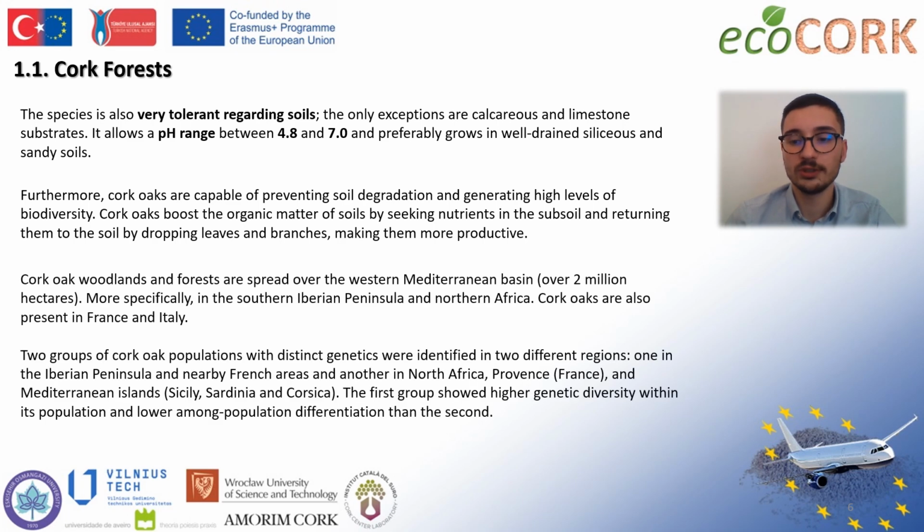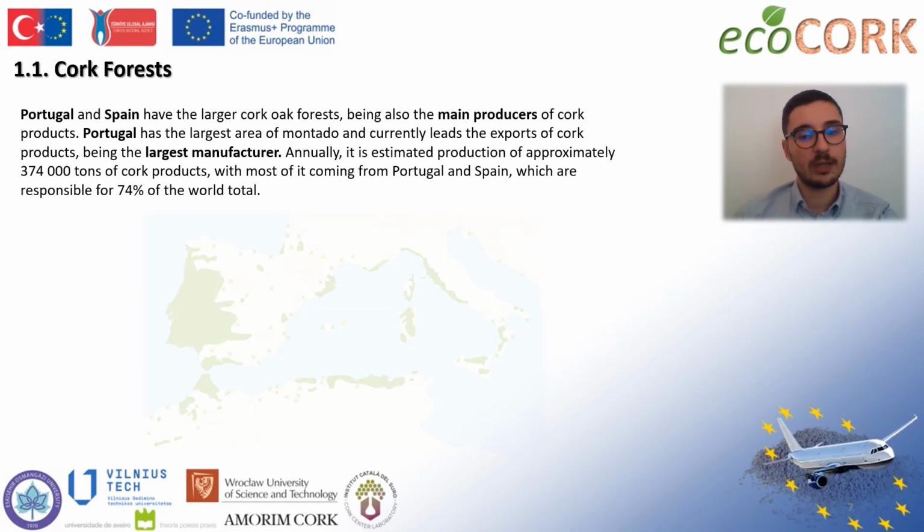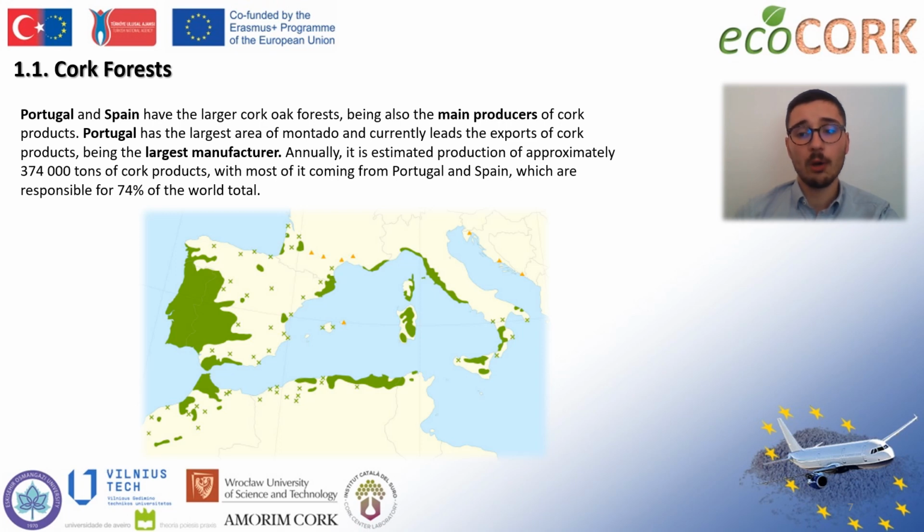Cork oak forests and woods cover the western part of the Mediterranean basin, over 2 million hectares. In particular, in the southern part of the Iberian Peninsula and in northern Africa. France and Italy also have cork oak trees. Portugal and Spain have the most cork oak forests and make most of the cork products in the world. Portugal has the most montado and makes the most cork products. It also exports the most cork products because it makes the most.